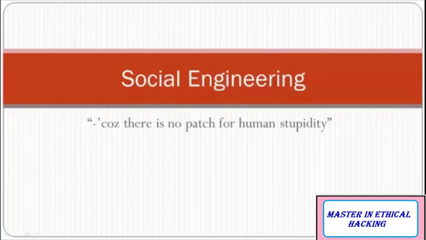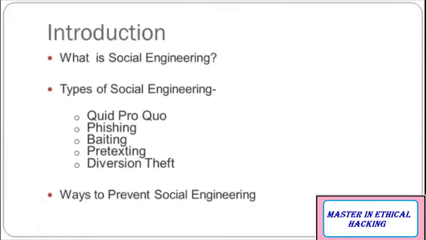So what exactly is social engineering? In this tutorial today, I will be taking you through what social engineering is, what the different types of social engineering are. There are 5 different types: baiting, phishing, quid pro quo, pretexting, and diversion theft, which is normally conning people, and what the ways would be to prevent them. These are what I will be teaching you today.